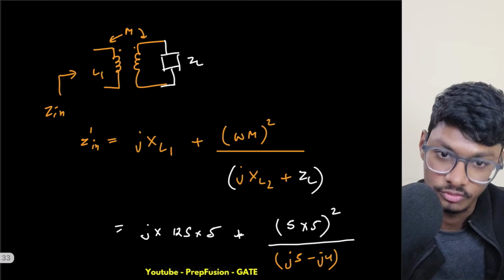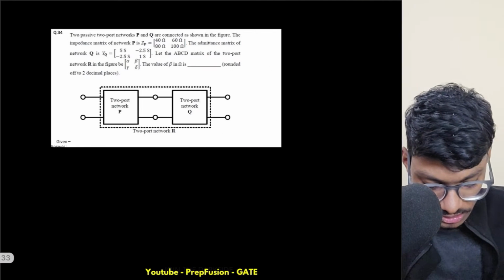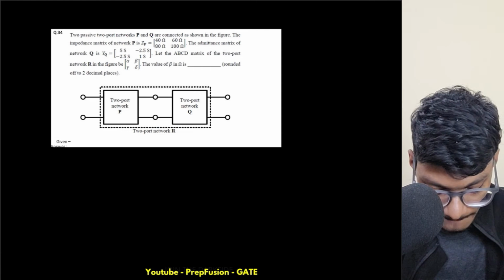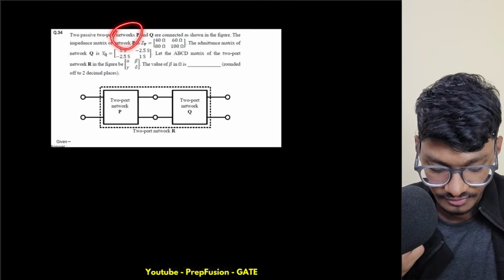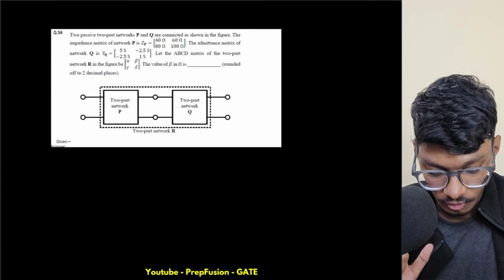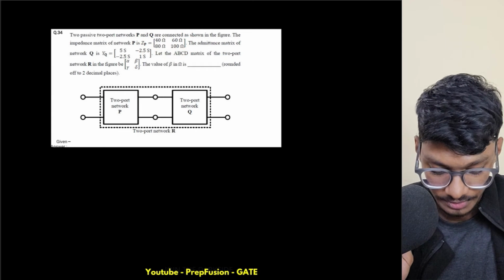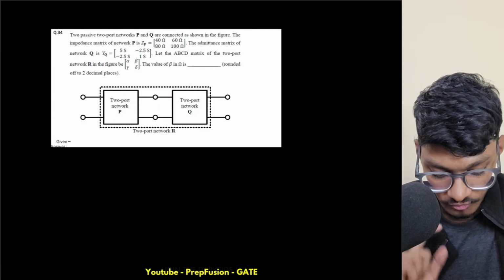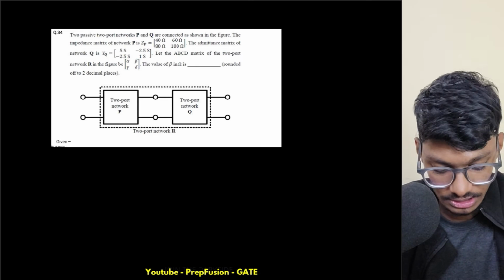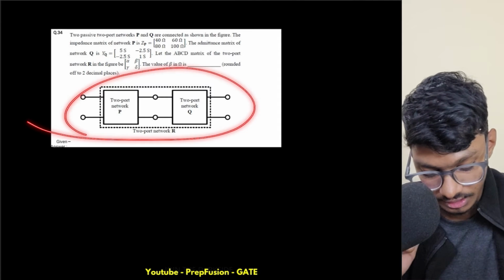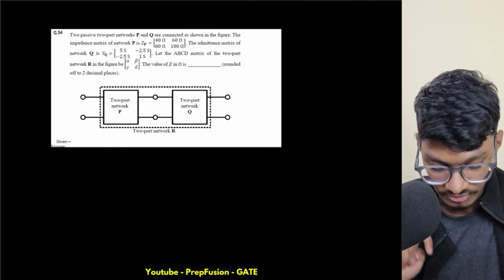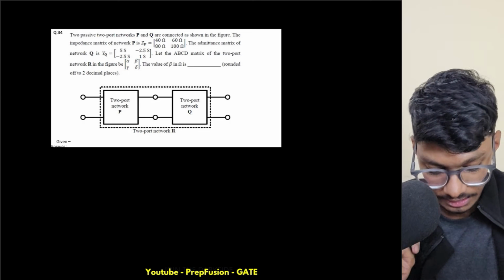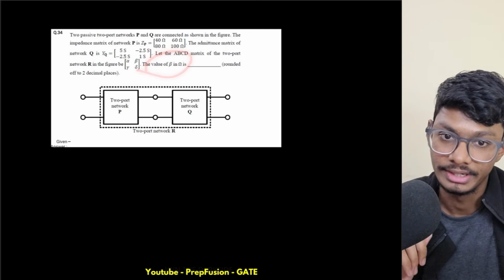Now the question that all of you have been waiting for, this is a very good question. Two passive 2-port networks are given, P and Q, for which the Z parameters are given for the P network and the Y parameters are given for the Q network. The overall ABCD matrix of the overall network is given like this: alpha, beta, gamma, delta, and you have to find the value of beta in ohms.